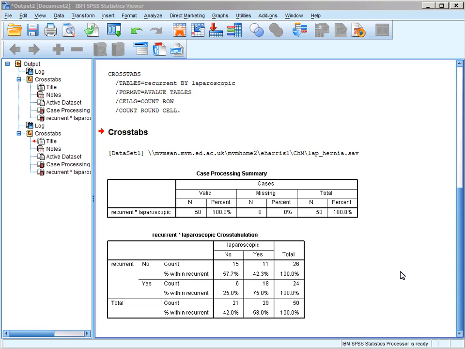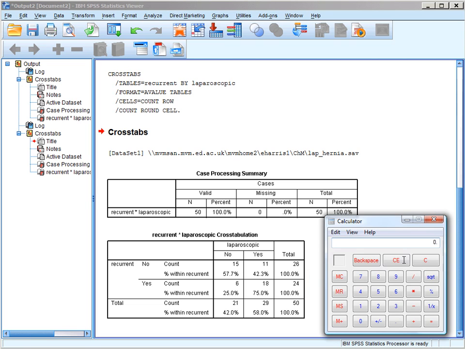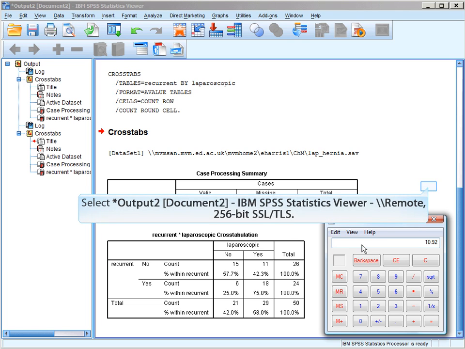Well, if we take laparoscopic no, recurrent no, the observed count is 15. The expected count is determined by multiplying the row total with the column total for that cell and dividing by the table total. So 26 is the row total, multiply it by 21, which is the column total, and divide by the table total, which is 50. So the expected count for laparoscopic no, recurrent no, is 10.9.